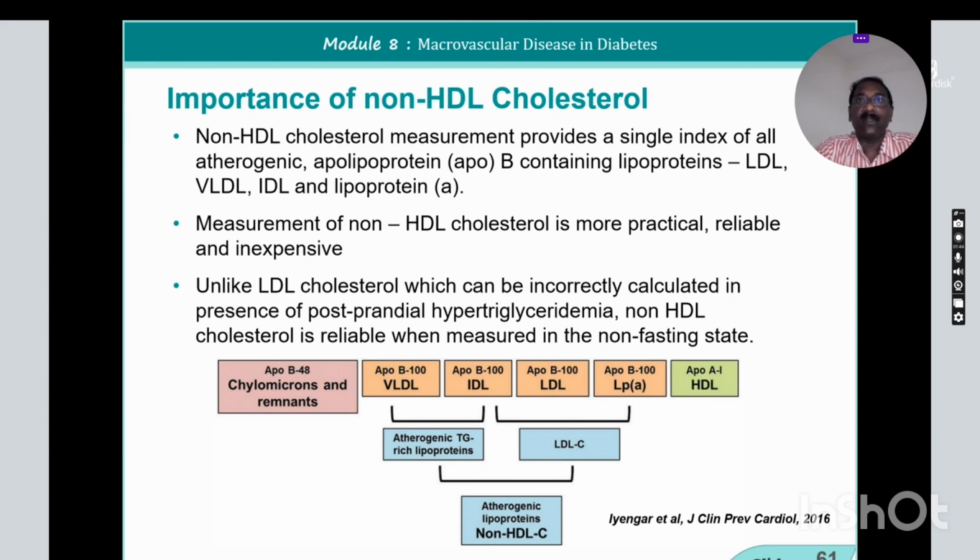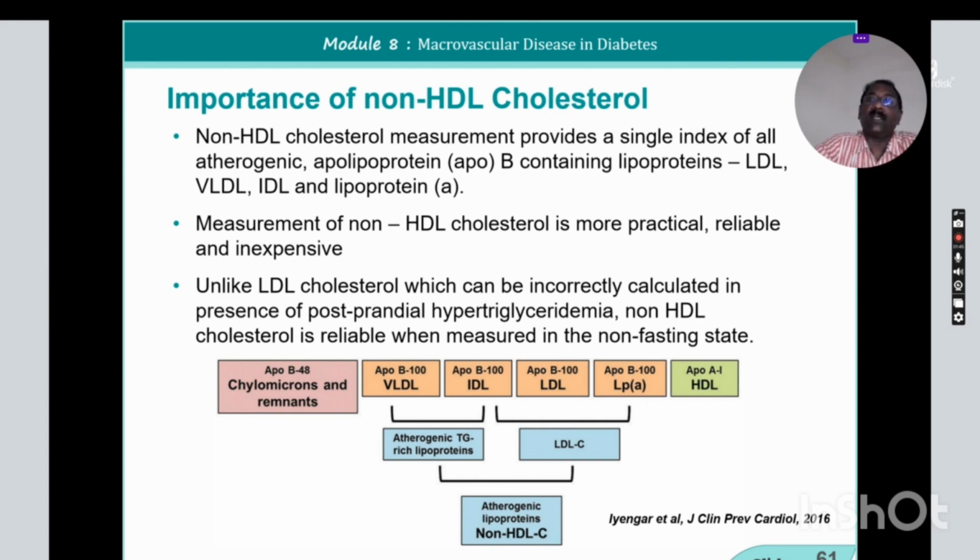Am I clear? So for non-HDL cholesterol, the goal is 30 plus your LDL goal. Suppose your LDL goal is 100. So what is your non-HDL cholesterol goal? 100 plus 30, 130. Suppose your LDL goal is 70. What is your goal of non-HDL cholesterol? 100. Suppose your LDL goal is 50. So your non-HDL cholesterol goal is 80. Am I clear? So that's how you have to keep the things.